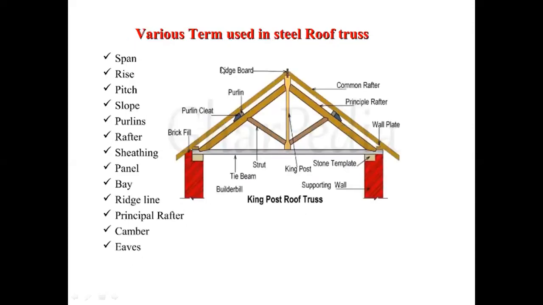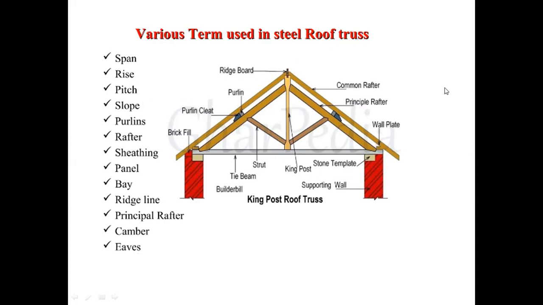Next, we have the various terms that are used in a steel roof truss. We have span, rise, pitch, slope, purlin, rafter, sling, panel, bay, ridge line, principal rafter, camber, and eaves.